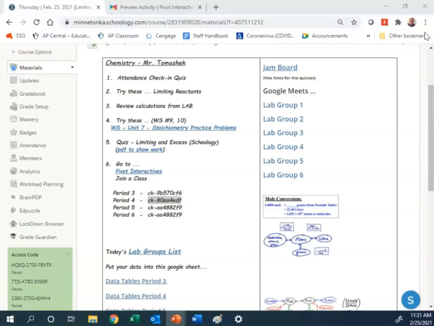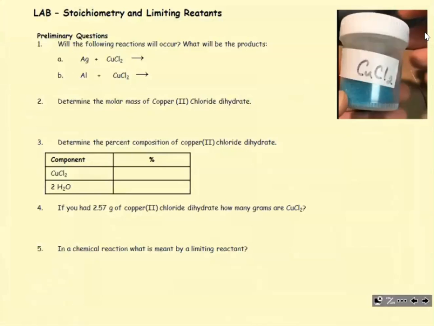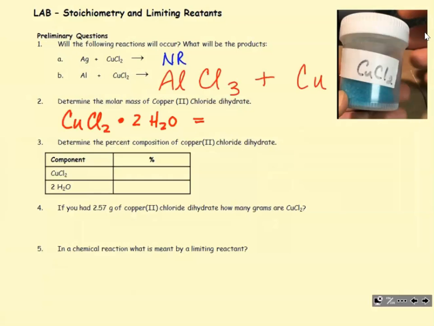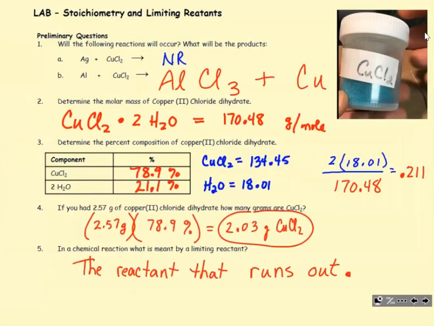All right, let's review the calculations in the lab. Now, on Schoology yesterday, I put the hints to the calculations. It included all that pre-lab stuff that we already did. All right, notice one of the questions here, number 5. What is the limiting reactant? That's the reactant that runs out.